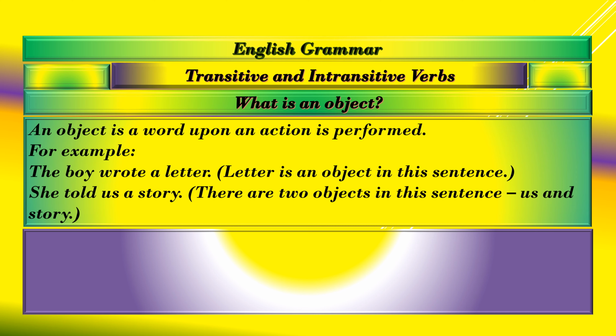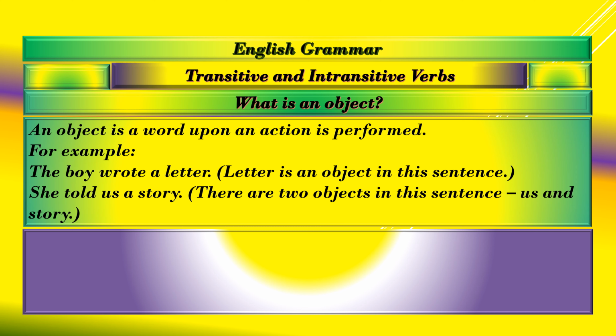She told us a story. There are two objects in this one sentence. The first one is us and the second one is story. Whenever there are two objects like us and story in a sentence, one is direct object and the other is indirect object. Here the story which is told or the thing which is given is always a direct object, and the recipient or the listener, the one who receives the action, is the indirect object.